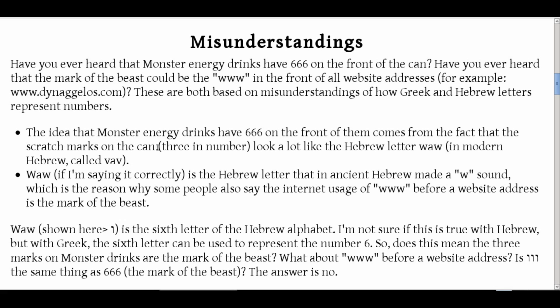The idea that Monster energy drinks have 666 on the front of them comes from the fact that the scratch marks on the can, three in number, look a lot like the Hebrew letter waw, in modern Hebrew called vav. And I hope I'm saying that correctly. Waw is the Hebrew letter that in ancient Hebrew made a W sound, instead of in modern Hebrew, which makes a V sound because it's pronounced vav instead of waw.